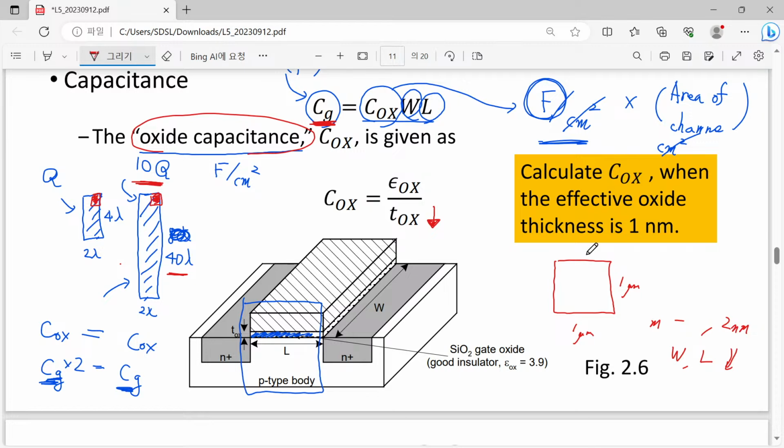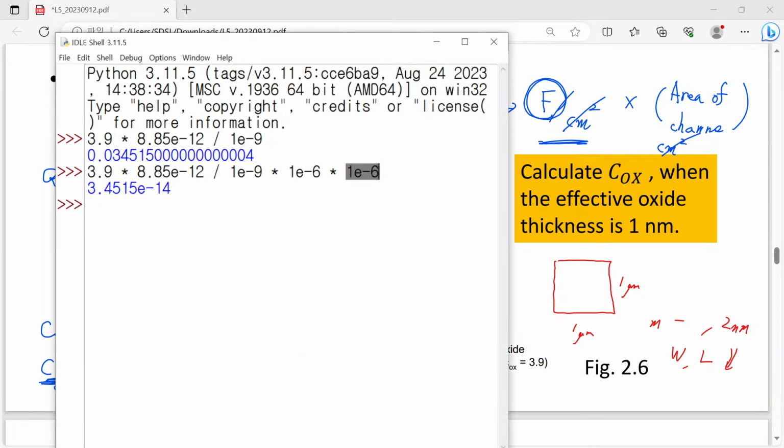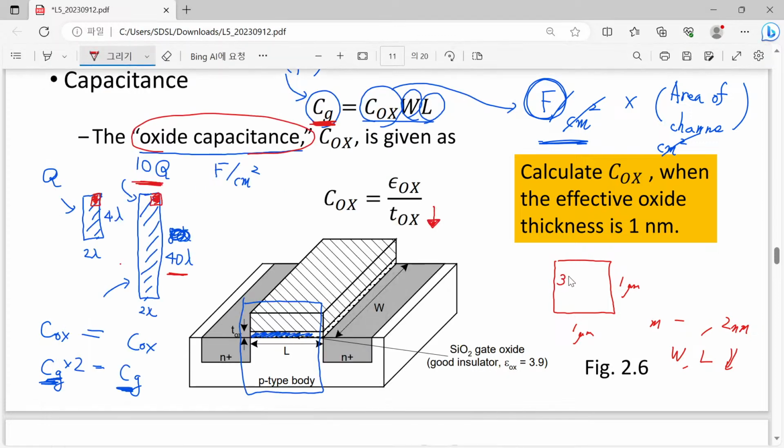In this case, what you will get is 3.5 times 10 to the minus 14, corresponding to femtofarad. Okay, so this is the value of this transistor.